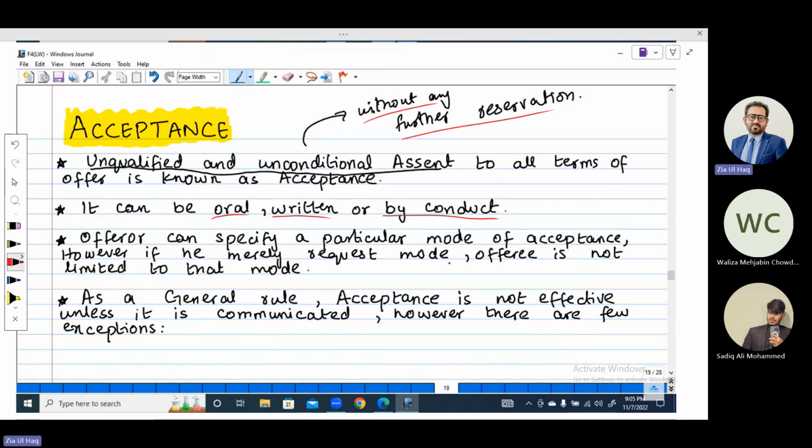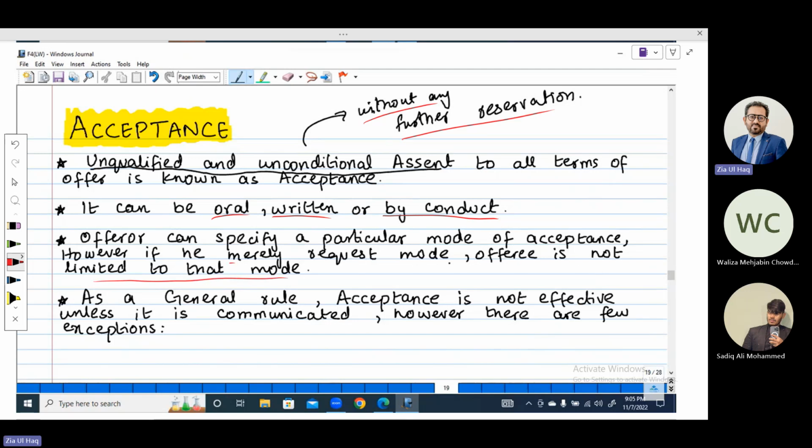The offerer can specify a particular mode of acceptance. Either you need to pay me the amount through check, or you need to pay me the amount through cash, or you need to pay me the amount directly into my bank account. So the offeror can specify a particular mode of acceptance. However, if it is a mere request, the mode of acceptance is not limited to that mode.